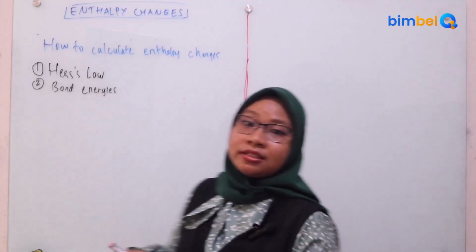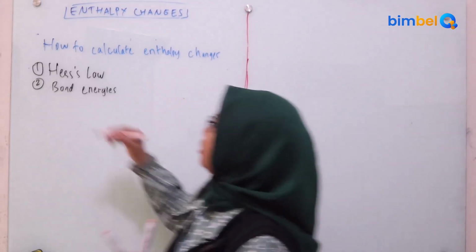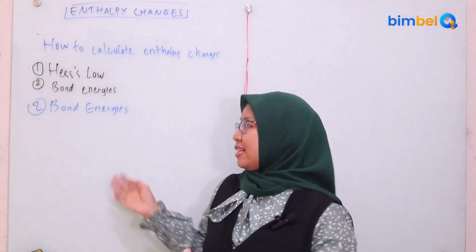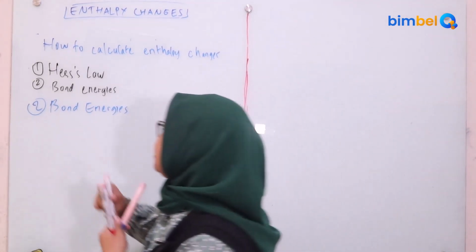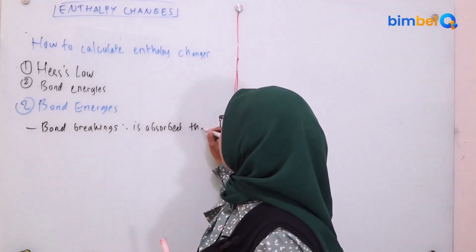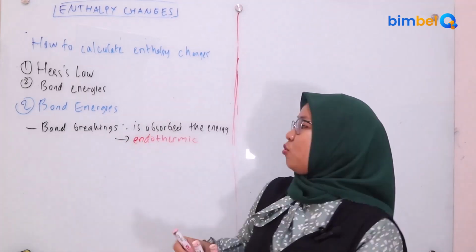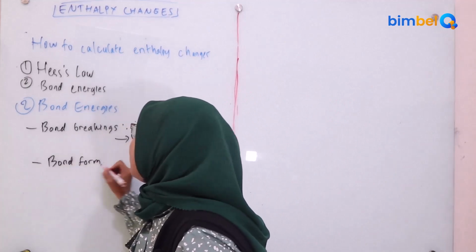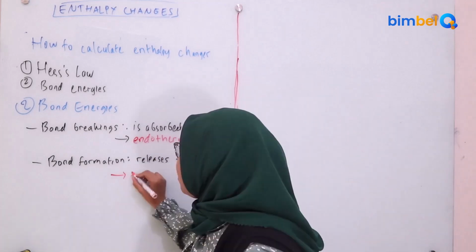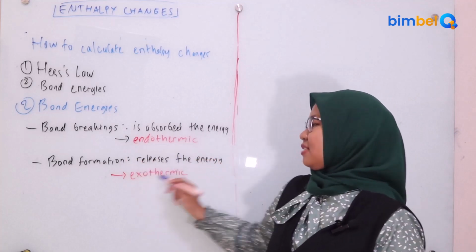Now we go to the second way to calculate enthalpy changes: bond energies. The enthalpy changes are caused by bond breaking and bond forming. Bond breaking requires energy; it absorbs energy. Meanwhile, bond formation releases energy, which we can call exothermic. So it's quite easy to remember that absorbing is endothermic and releasing is exothermic.